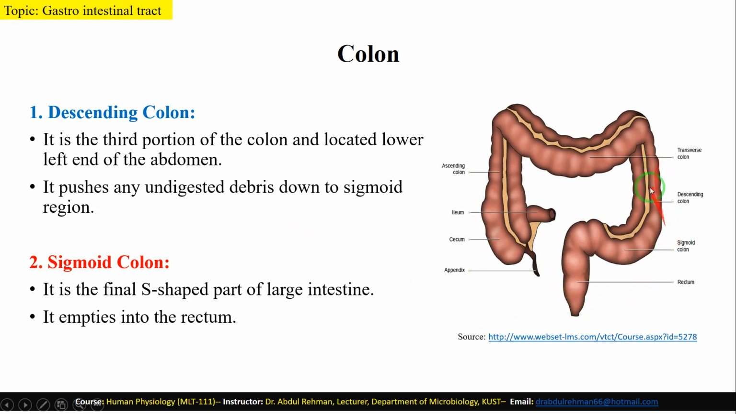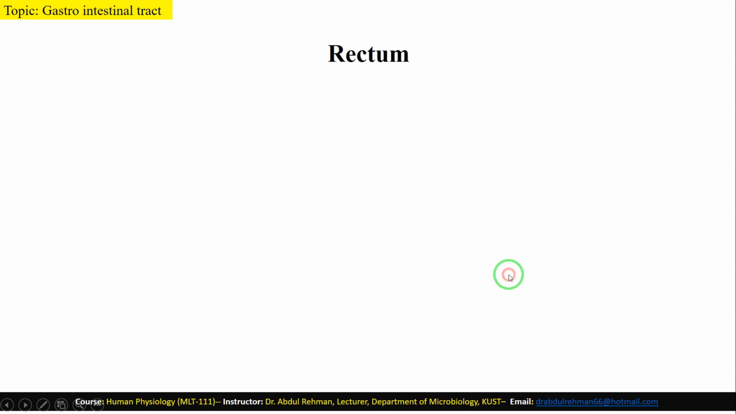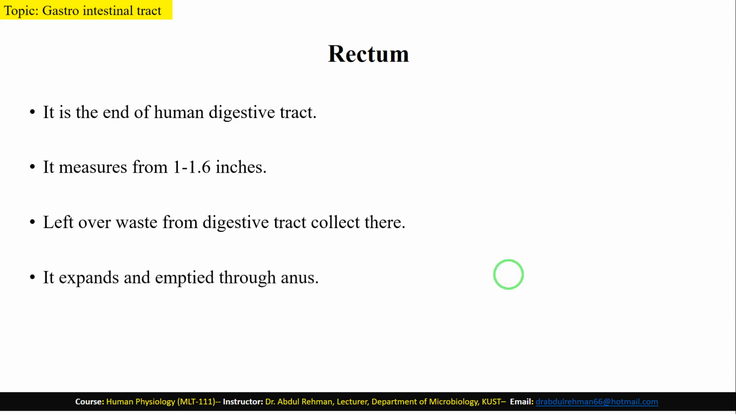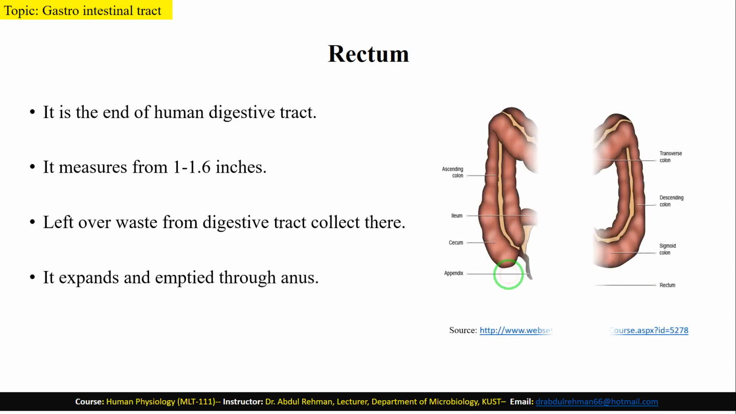Here you can see this is the descending colon and the sigmoid region connecting with the rectum. While the rectum is the last part of the digestive system, and it measures about 1 to 1.6 inches, and it holds leftover waste material from the digestive tract and expels it through the anus into the environment.